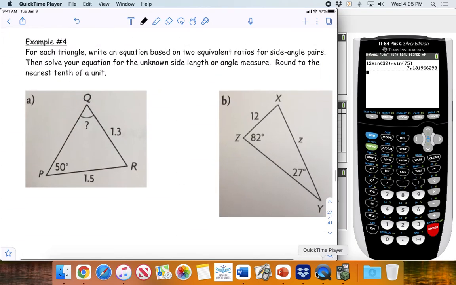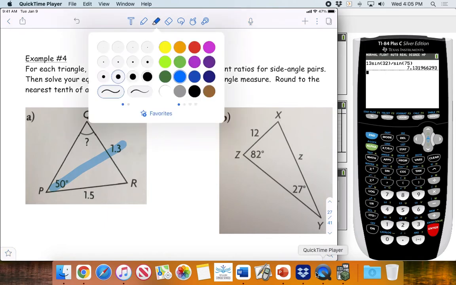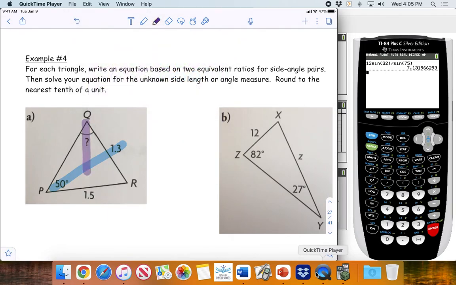Okay, so this is our last example. I want to show you how to set up that same equation using those equivalent ratios. Okay, so what you always want to look for are opposites. Remember, opposite relationships is what we want to use. These guys are opposites, so they're going to go on the same fraction, and these guys are opposites, so they're going to go on the same fraction.